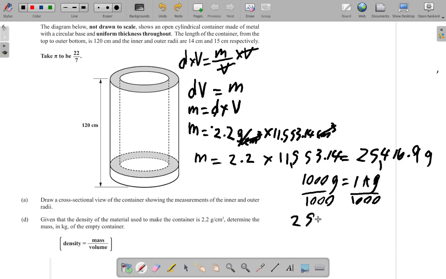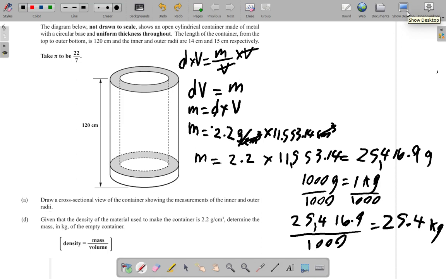So 25,416.9 grams divided by 1,000 would give me 25.4, let's round it off to 25.4 kilograms as the mass of the material that makes the container. This is the mass of the empty container.